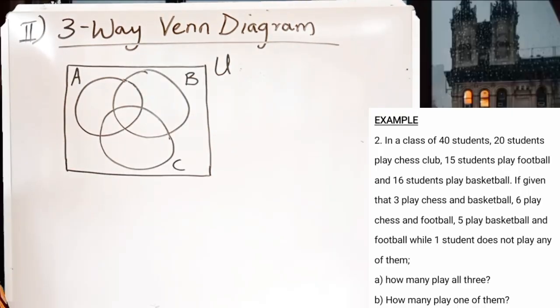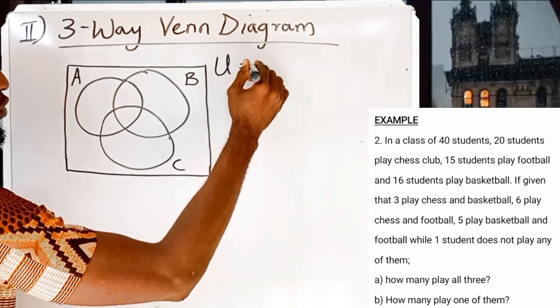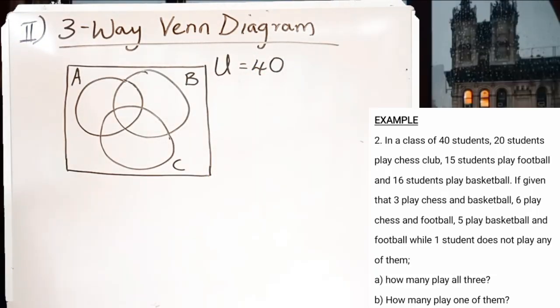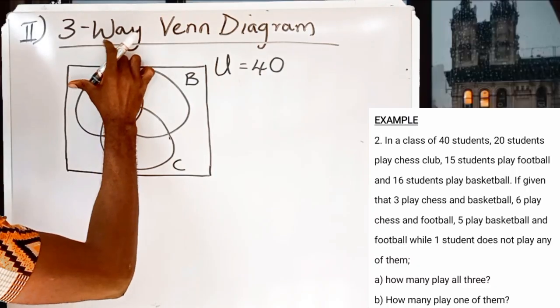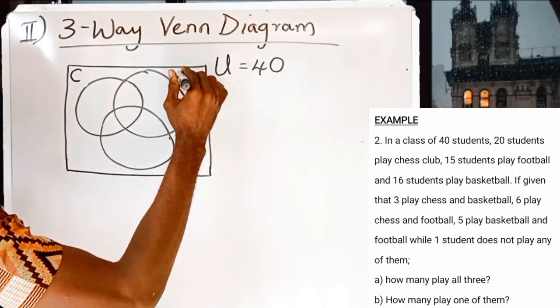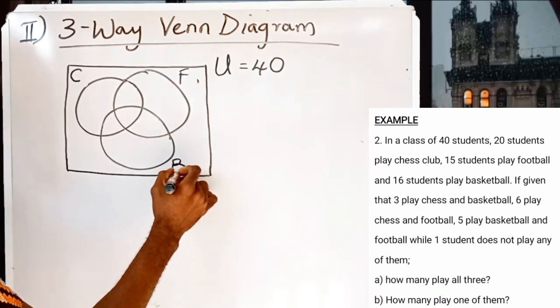Studying the question on your screen, the total students are 40, meaning the universal set takes the value of 40. The clubs in the school are chess club, football club, and basketball club. So let's change these letters to suit the question. We have chess club, football club, and then basketball club.